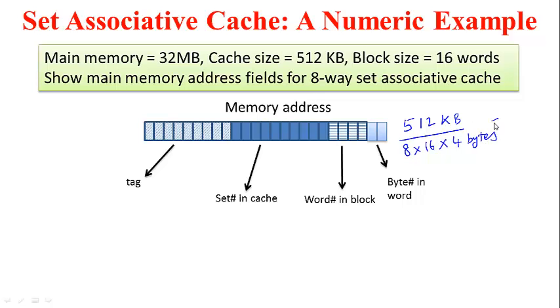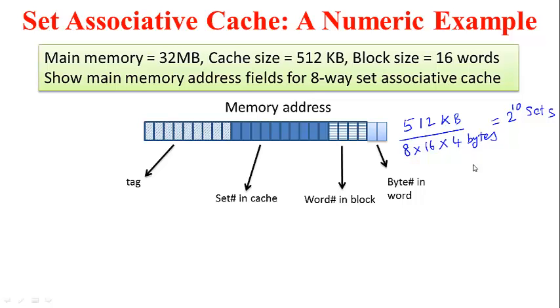So if you do the arithmetic, you will find this to be 2 power 10. So this is the number of sets in the cache. So we need 10 bits to represent the set number in cache. And then the remaining number of bits, which is 9 in this case, is going to represent the tag field of the memory address.